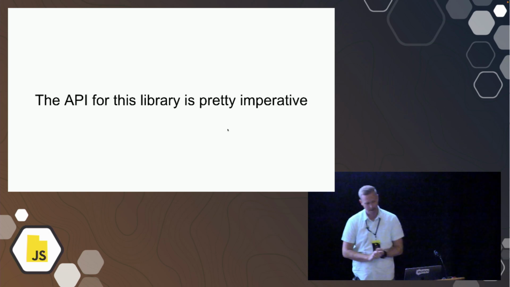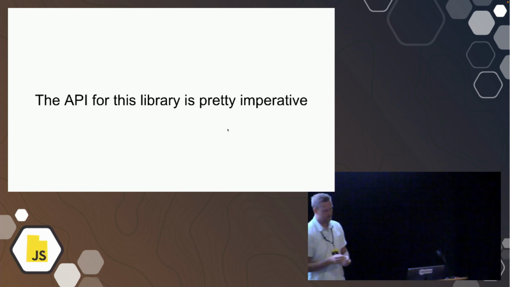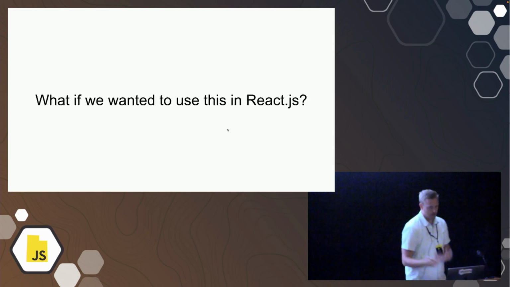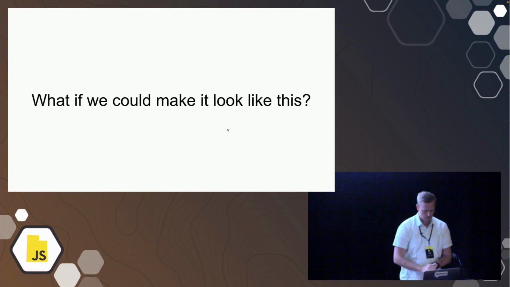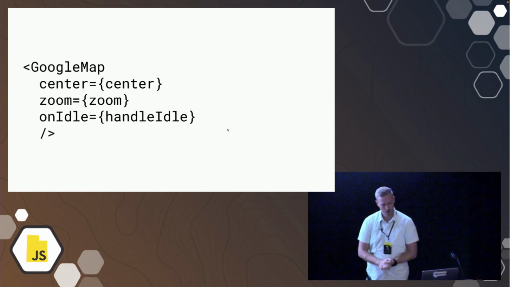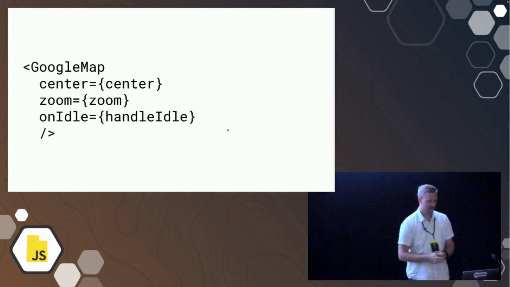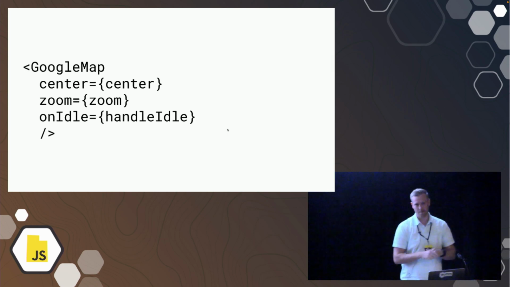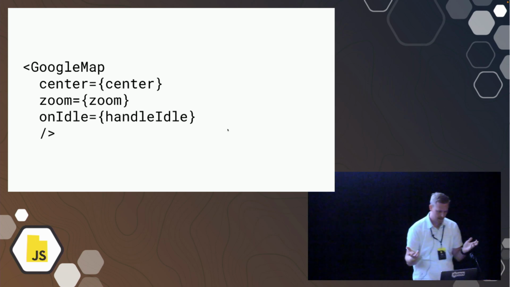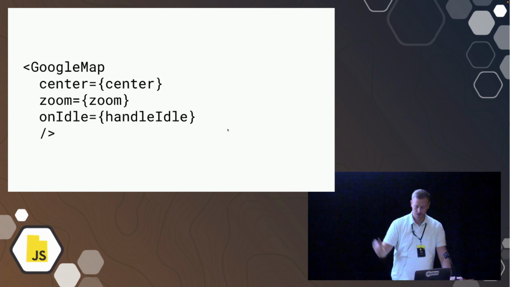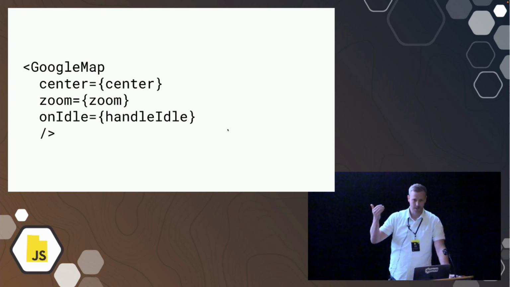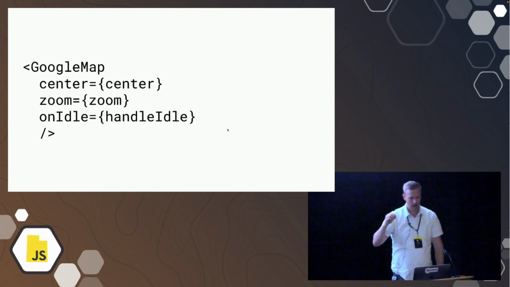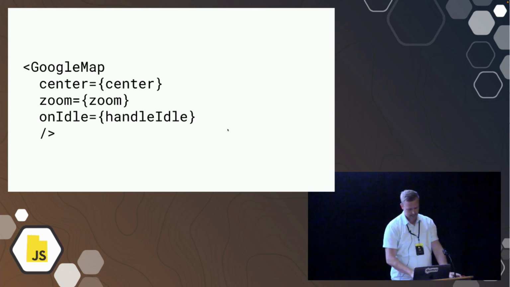All right, so the API for this library, it's pretty imperative. So imagine you wanted to use this in React. You're like, okay, I can throw that in there. But what if we can make it look like this? I think that would be pretty nice to be able to drop that into my application wherever I needed to use Google Maps and have a good abstraction. On top of that, with these props that it accepts, I want it to be able to react to those. If I have some sort of state that changes what the center of the map is, I want Google Maps to update. So let's see how we can do that.